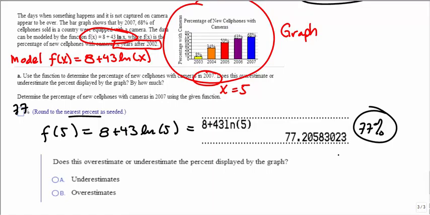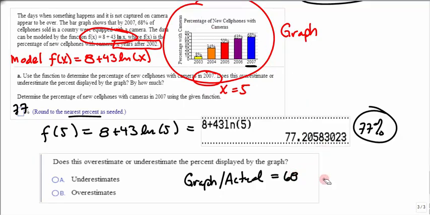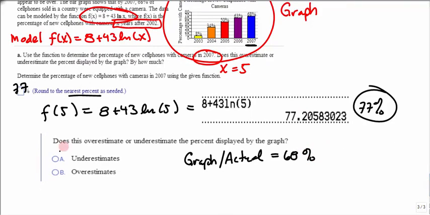Okay, so let's look at the model. In the year 2007, what happens here is the graph, which is the actual amount, for 2007 says 68%. So the actual amount is 68%. Now, what we're trying to decide is, does this underestimate or overestimate? Okay, so let's read this carefully. Does 77% overestimate or underestimate? Well, 77% is higher than 68%, so it would seem like it would overestimate.